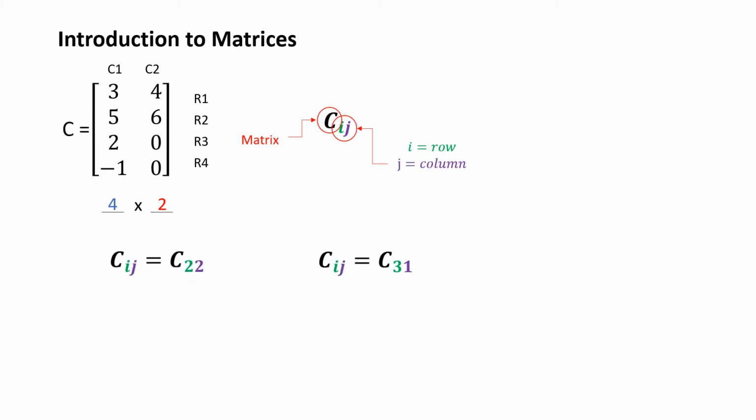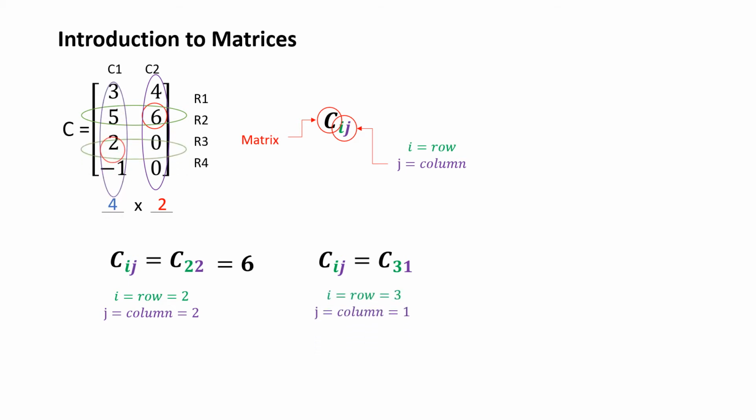We're going to look at the following 2 examples and determine the entry of matrix C in row 2 and column 2. We're going to see where these 2 intersect, and the value is 6. Next, we're going to look at the entry of matrix C in row 3 and column 1, and we can see that the value is equal to 2.